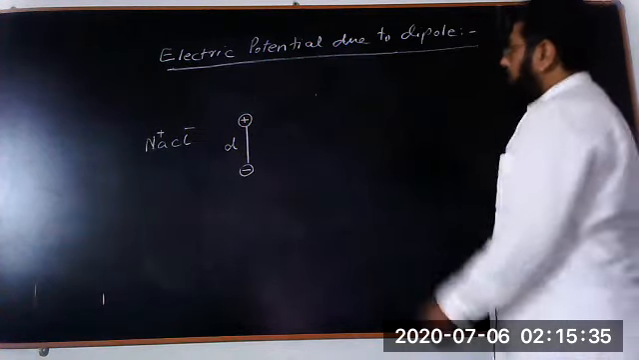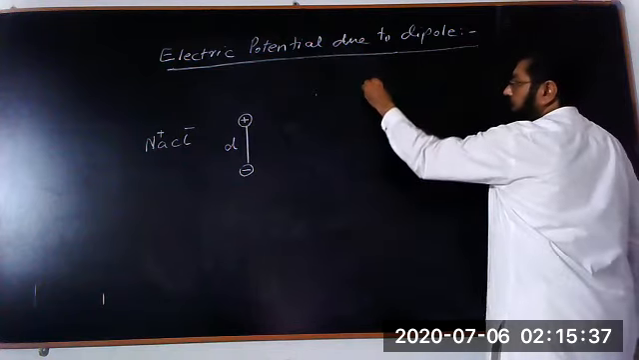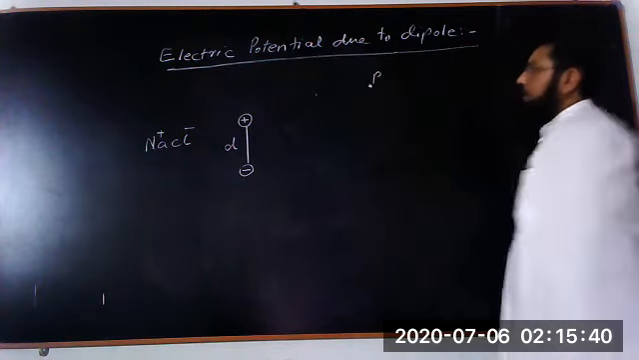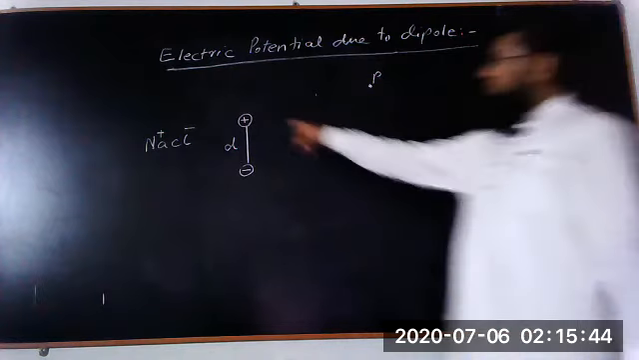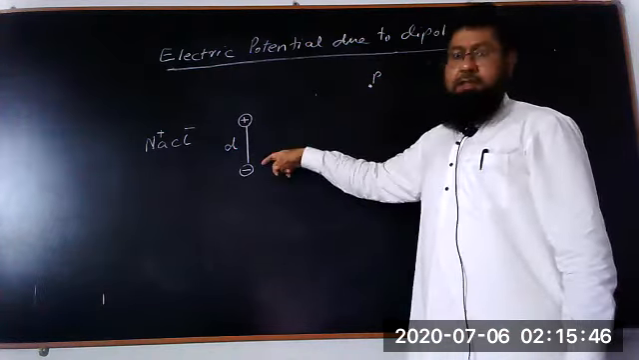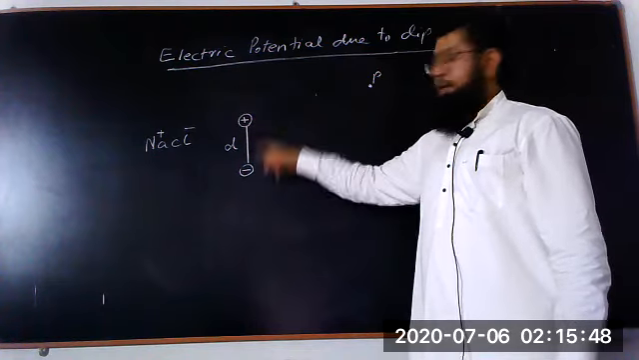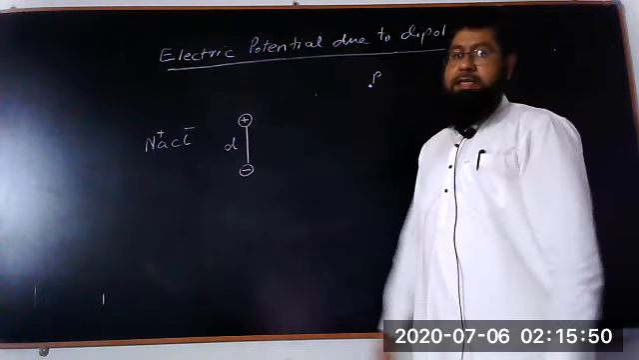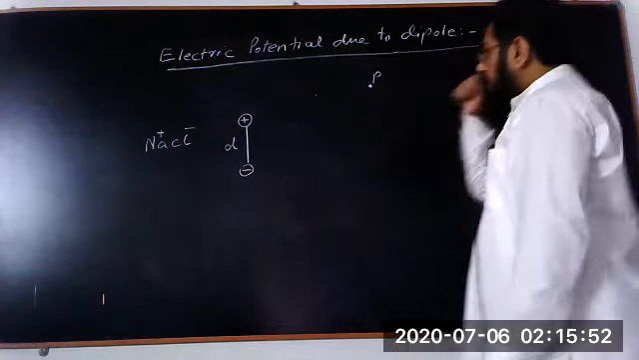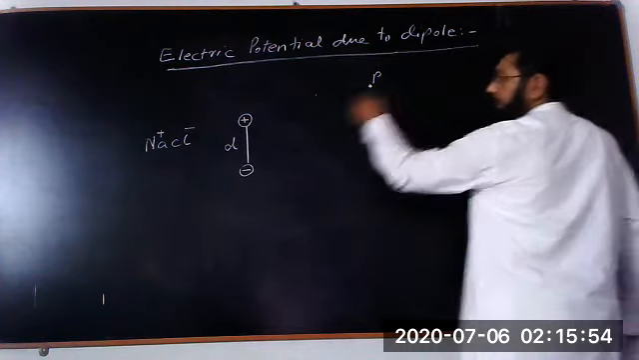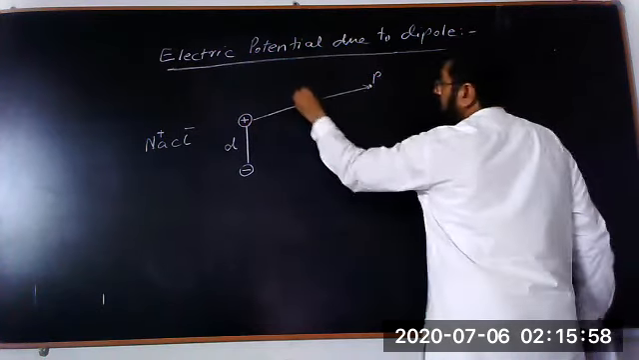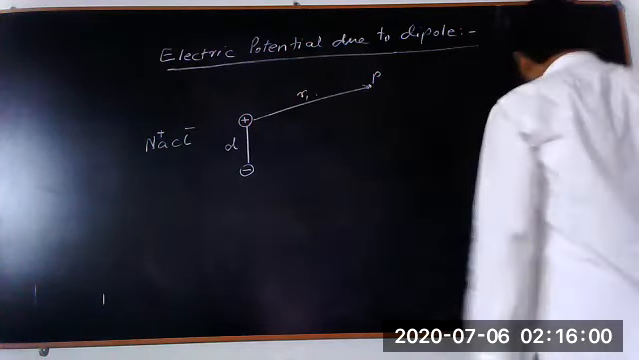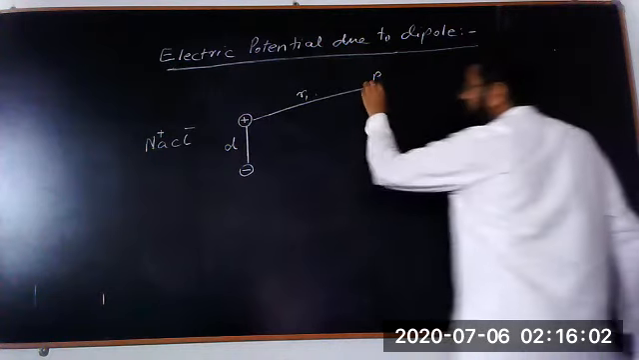So now we want to calculate the electric potential at any point P due to this dipole. A dipole is two opposite polarity charges separated by a small displacement d. Let's say this point P is situated at a distance r1 from the positive charge and at a distance r2 from the negative charge.